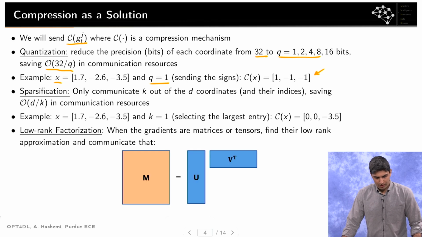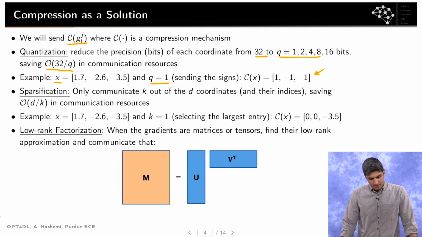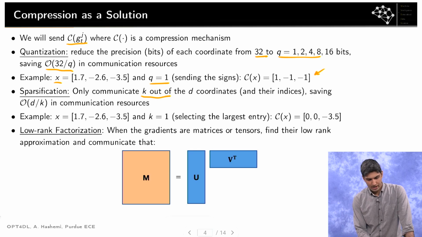Okay, that's one approach. Another approach is based on sparsification. So the idea is that if I'm communicating a vector of size d, maybe instead of sending all d coordinates, I only communicate k out of these d coordinates, and also I need to send their indices. Okay.